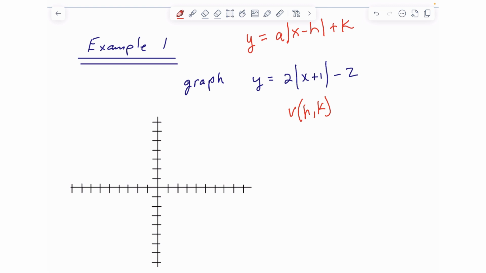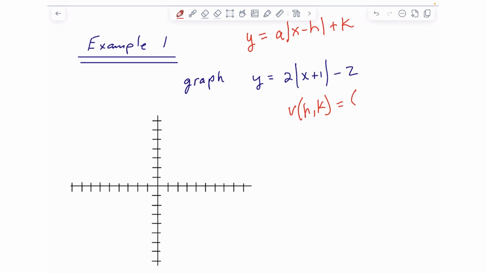So the h, k is going to be -1 and -2, because the k here is a plus k. So anything here in a negative form will be written as a negative, not the opposite. Okay, so now we have the vertex. So let's plot it. Plot the vertex at -1, -2, which is about right here.